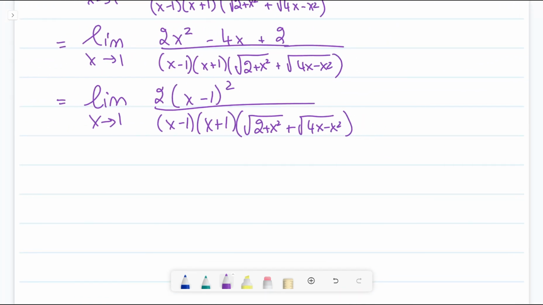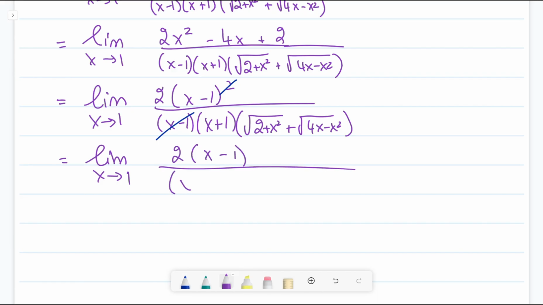So then we will simplify. We have an x minus 1 in the numerator and an x minus 1 in the denominator. So this becomes the limit of 2 times (x minus 1) divided by (x plus 1) times the square root of 2 plus x squared plus the square root of 4x minus x squared. And anytime you cancel something in a fraction or you simplify, you can always try plugging in again.